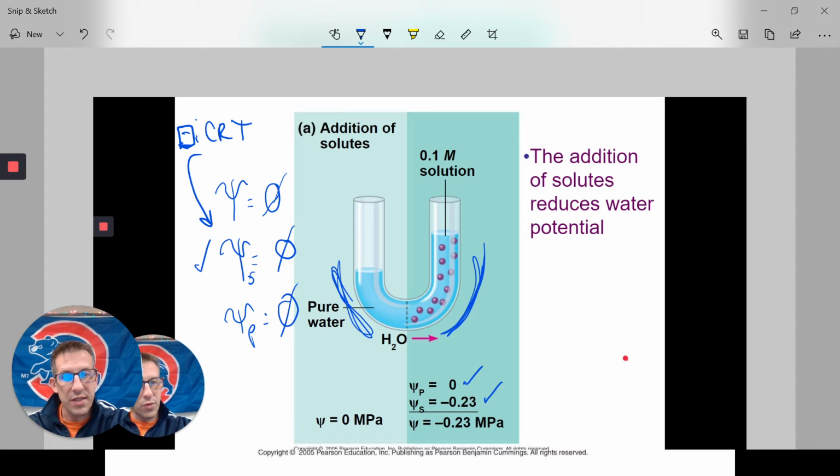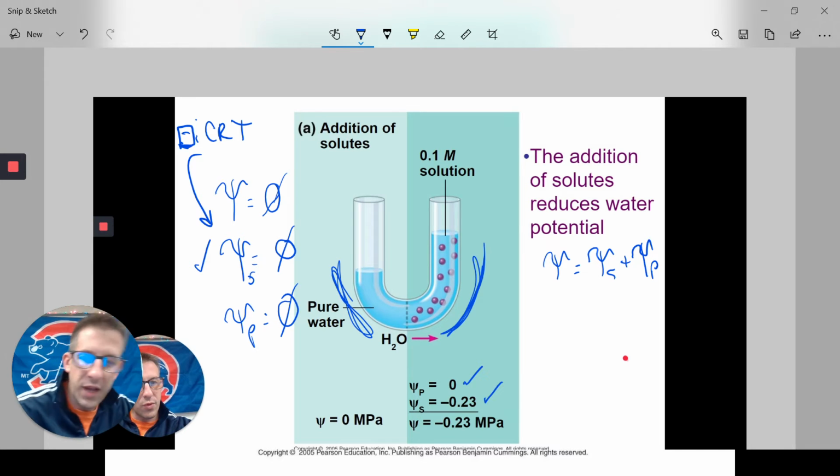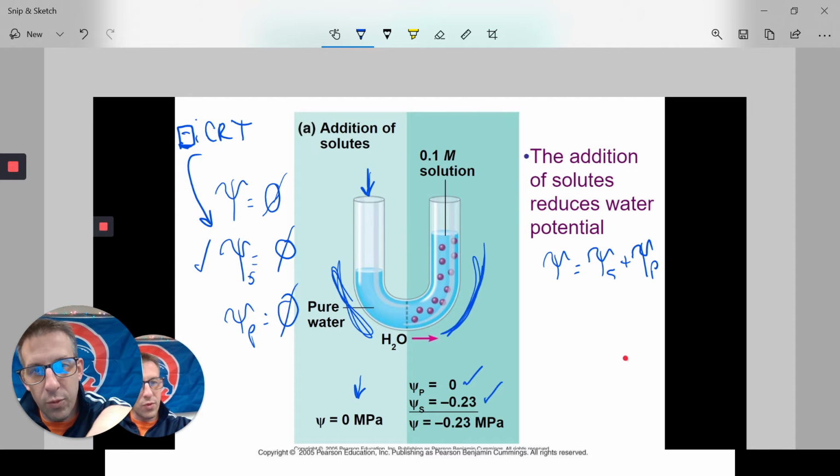Okay, so let's then calculate the water potential. Remember, water potential is this right here. So we add these two numbers up. Hey, lo and behold, we get a negative 0.23. That makes sense, right? So now we've got two values for water potential. We've got water potential for this side of the system, which is right here. And we've got the water potential for this side of the system, right here. Okay? Now we can compare those two figures.